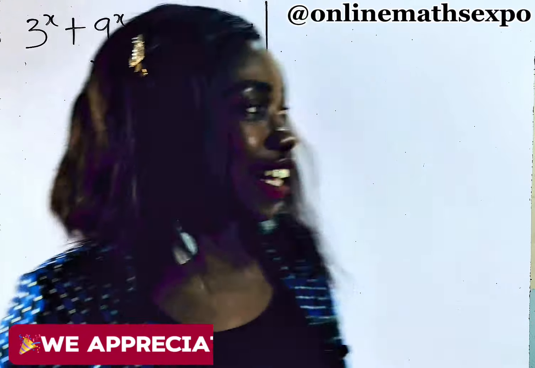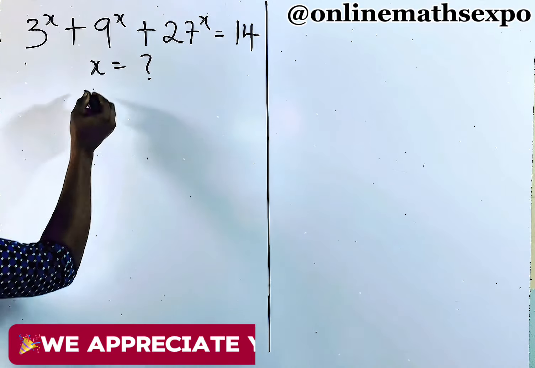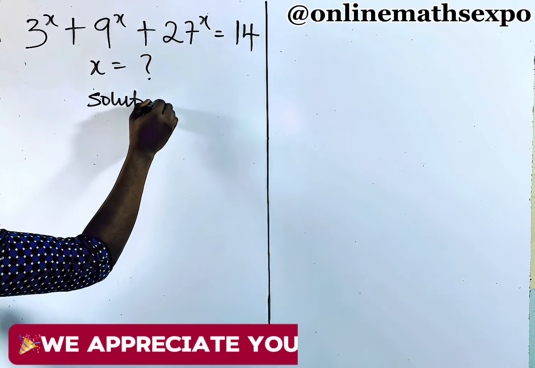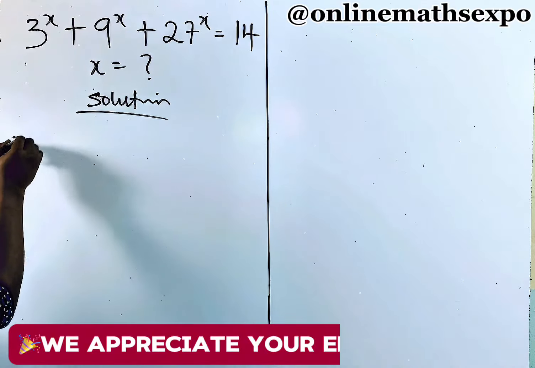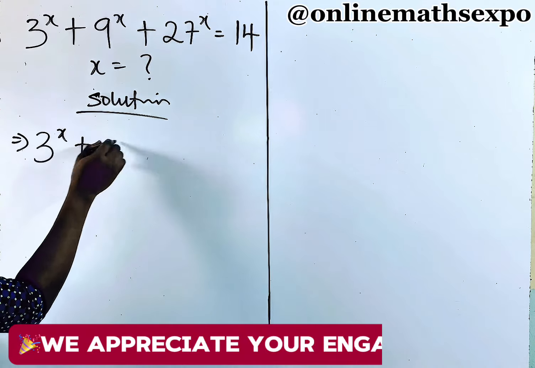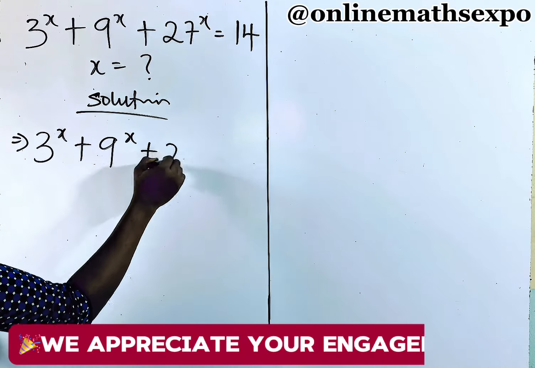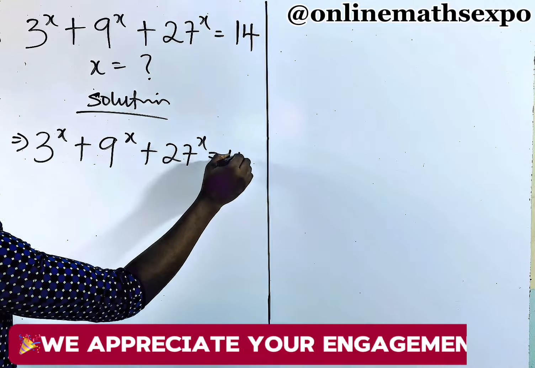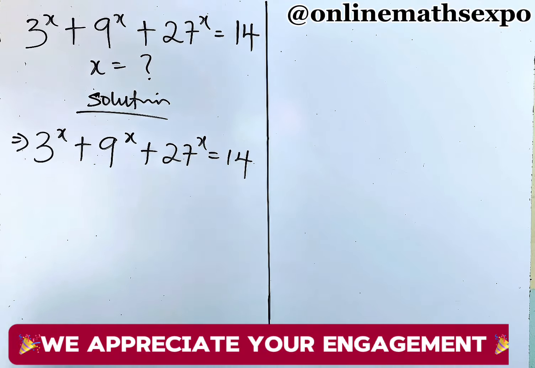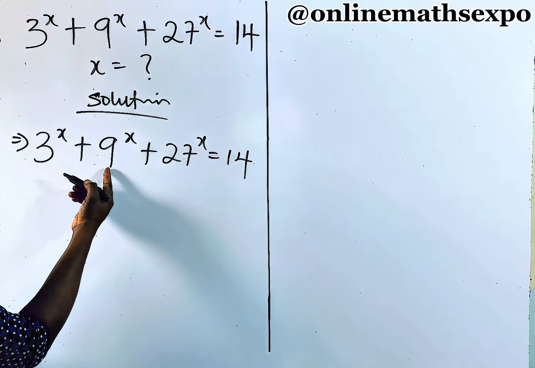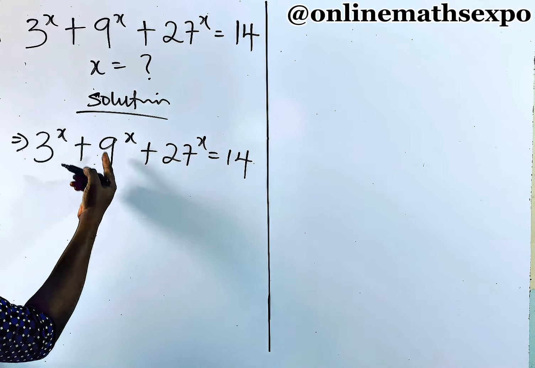Let's do this together. So we're going to begin with our solution. Let's repeat what we have: 3 to the power of x plus 9 to the power of x plus 27 to the power of x is equal to 14. Now, when you look at this, you observe that this can have powers of 3.